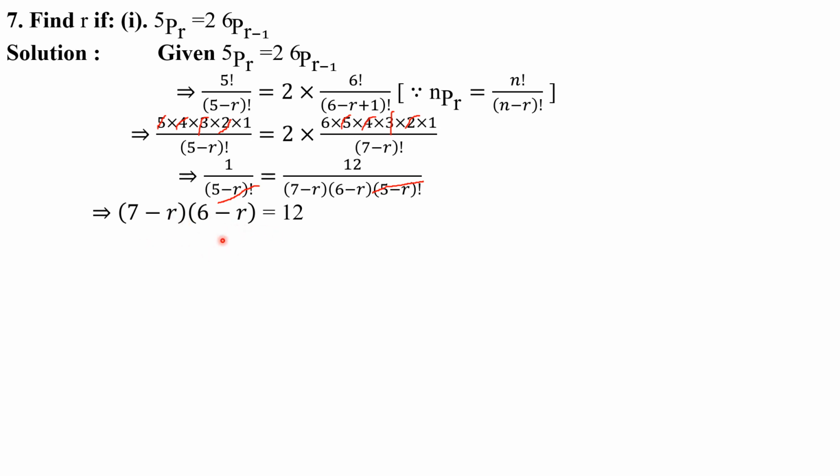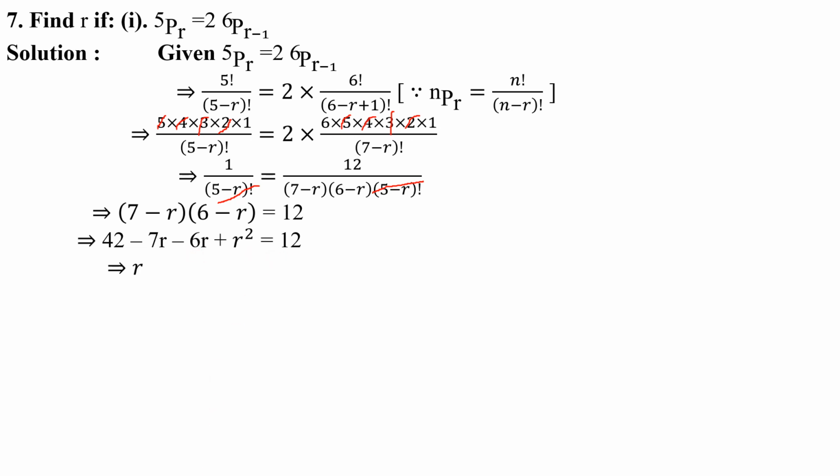Okay, my children, from this equation we have to find the value of r. Right, this implies multiply these two factors. 7 into 6 is 42, 7 into minus r is minus 7r, minus r into 6 is minus 6r, minus r into minus r is plus r square. Distributive property we used here in LHS, and we got these four terms in LHS is equal to 12. Okay, my children, understood this step?